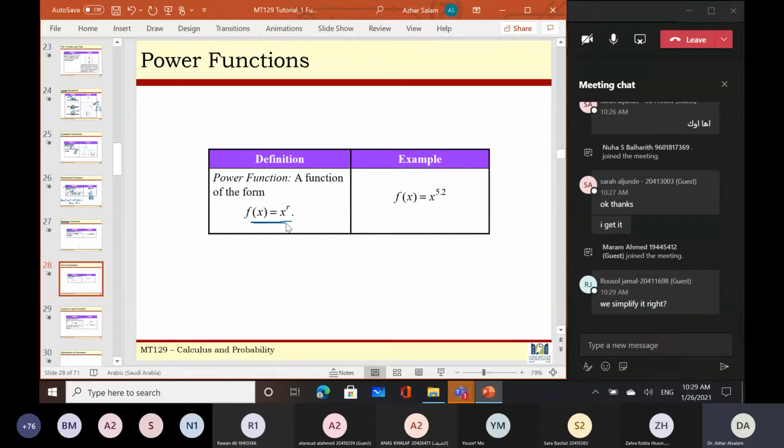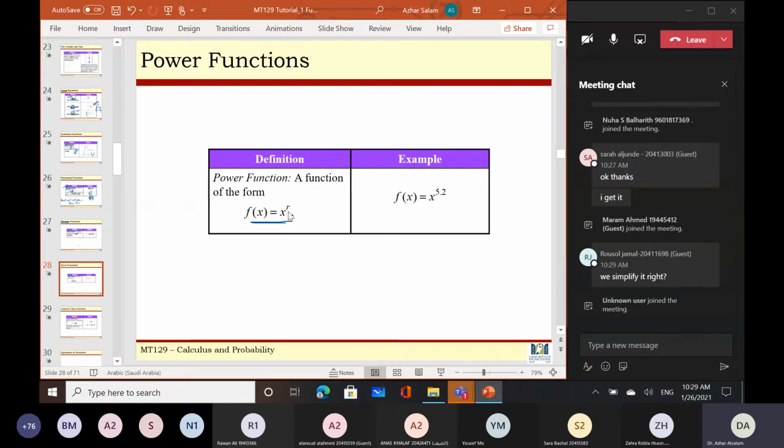For example, f of x equal to x to the power r. The power r here, why is this not a polynomial? Since the r here could be any real number.